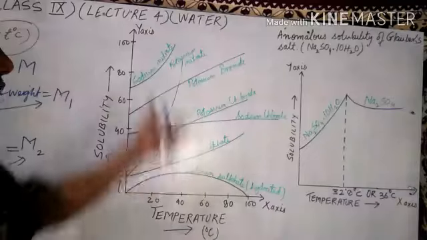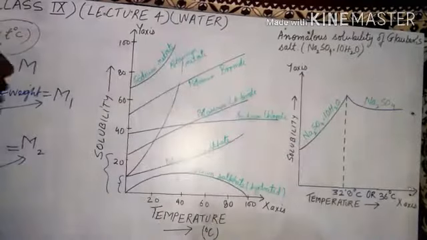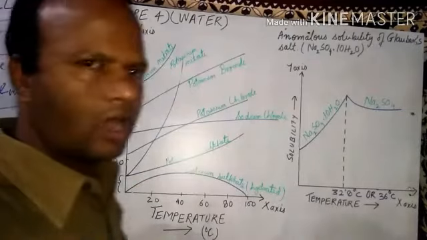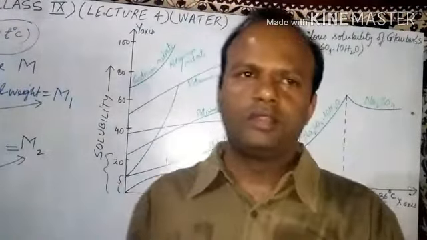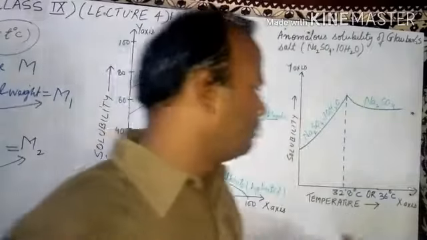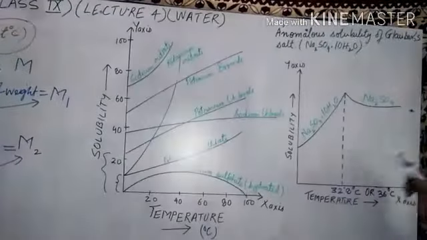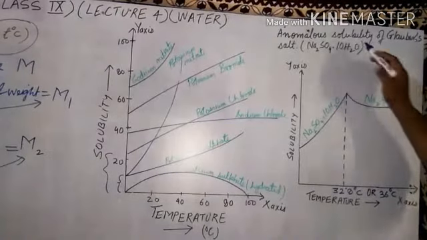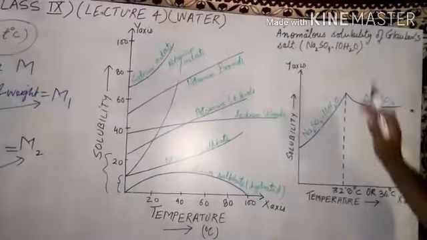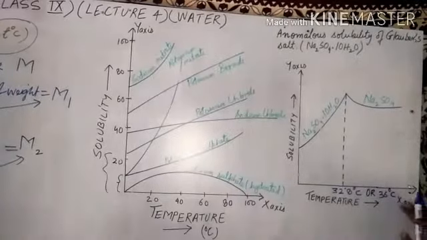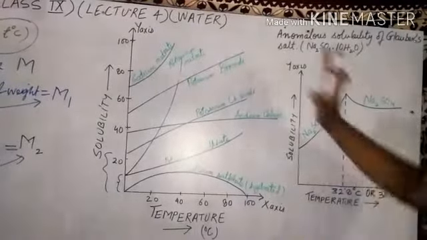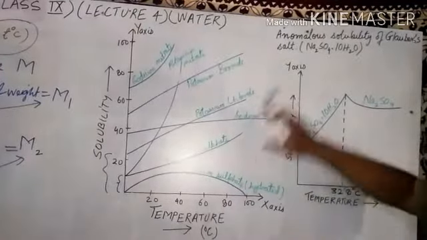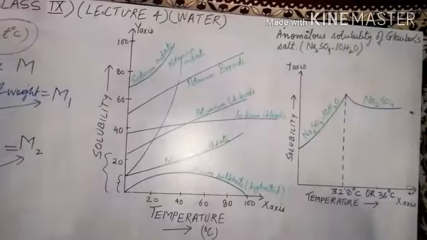So this is studying different solutes. We have taken so many solutes, and we are studying their behavior, how they behave when the temperature is raised. Now one important one here: I have taken Glauber's salt, anomalous solubility of Glauber's salt. This is very important, dear students. You must cram it and practice it, the solubility curve. It can give you so many questions, or the graph can be asked directly.